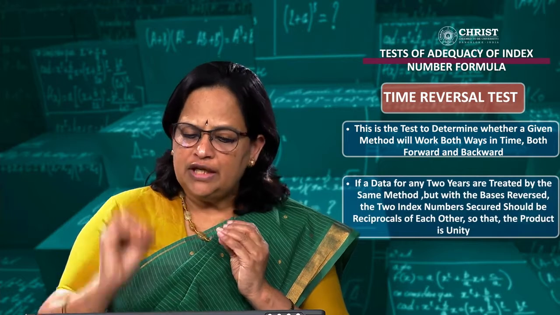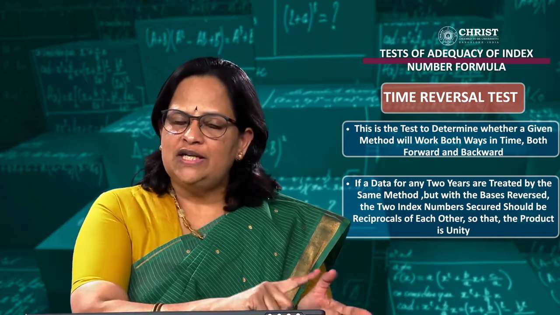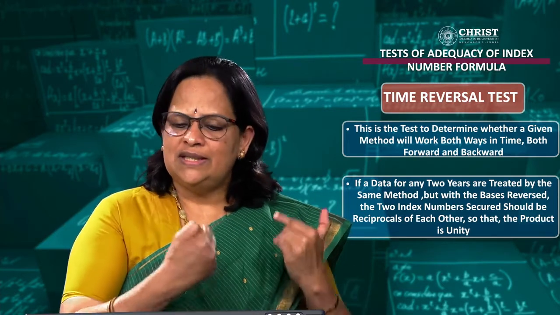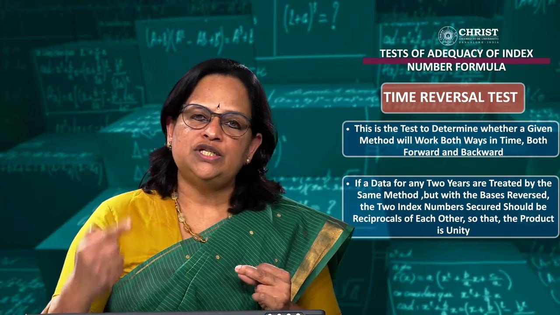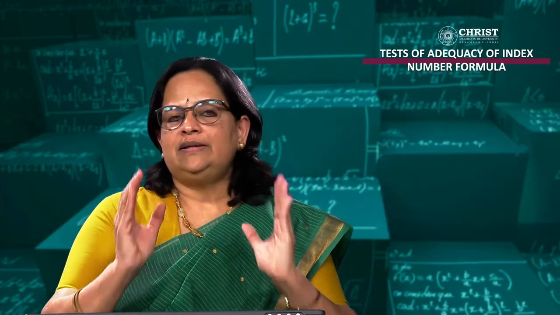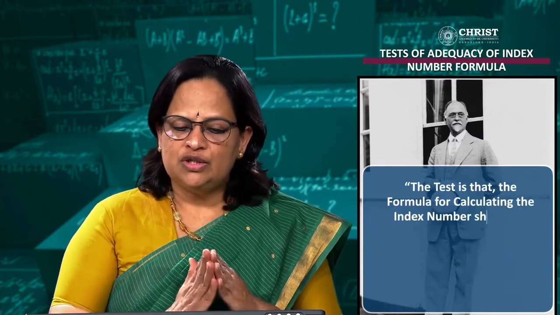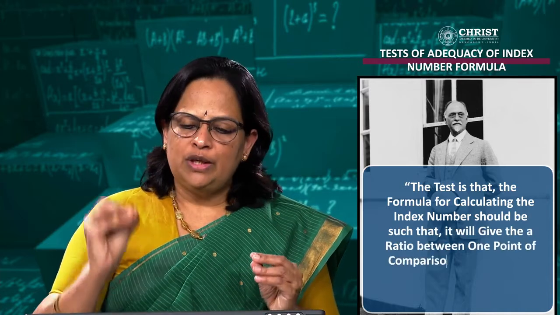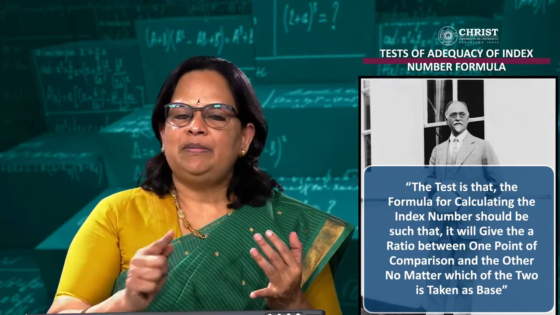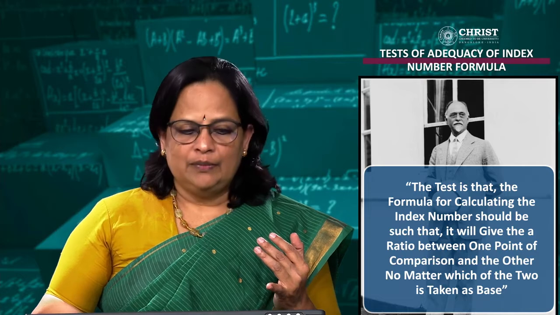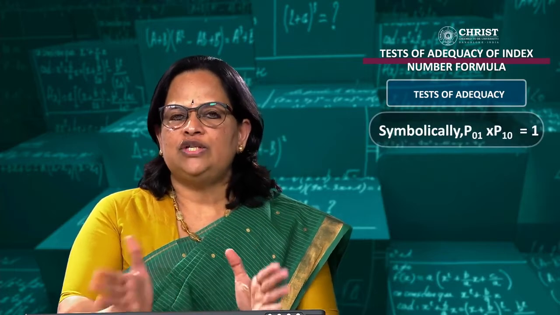If the data for any two years are treated by the same method but with the bases reversed, that is why I am telling you the current year we are taking as the base year and the base year we are taking as the current year, the two index numbers secured should be reciprocals of each other so that the product is unity, that means it's 1. In the words of Professor Fisher, the test is that the formula for calculating an index number should be such that it will give the same ratio between one point of comparison and the other, no matter which of the two is taken as the base year. That means current year and base year we are changing. Symbolically, P01 into P10 is equal to 1.